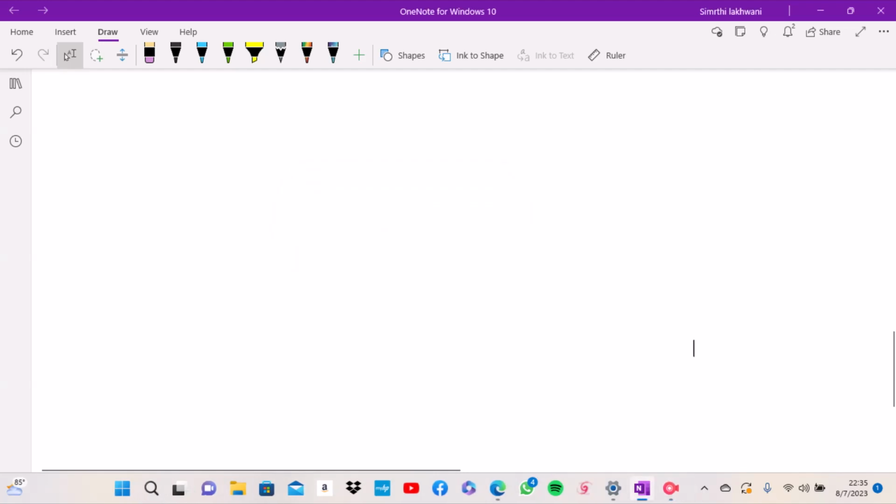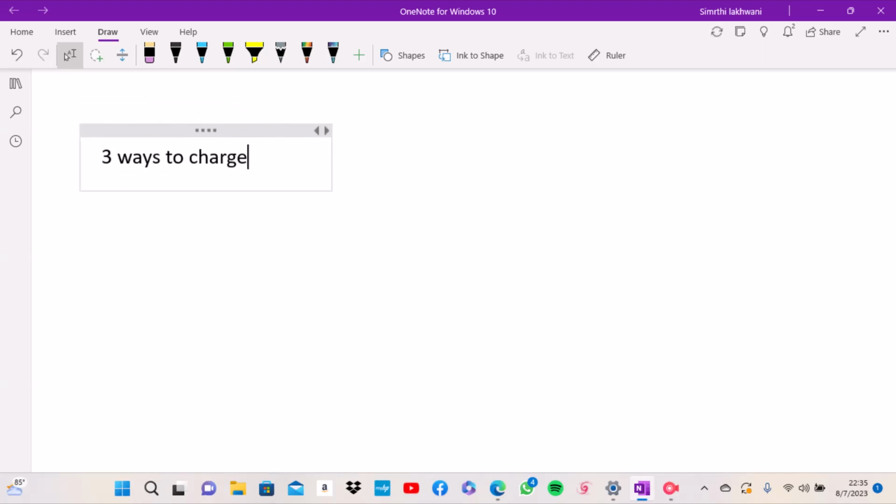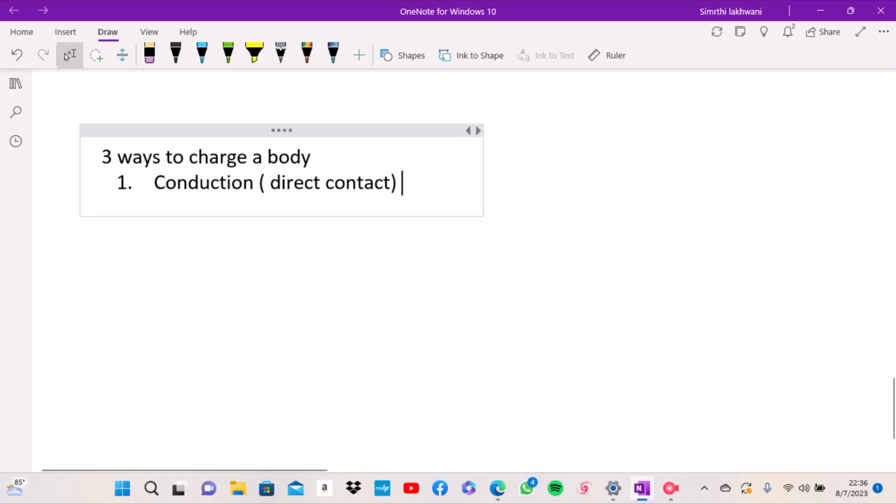So today we will discuss the ways to charge a body. Basically, there are three ways to charge a body. First of all is the method of conduction. Conduction basically means direct contact, and obviously the materials that will be charged by this method will be conductors.